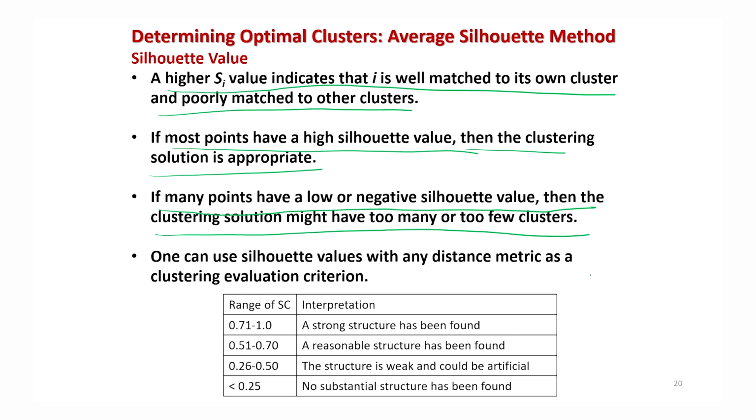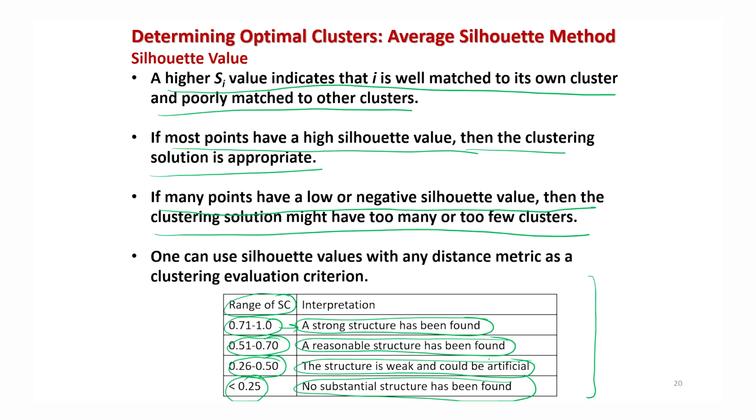And one criterion which we use in practice, based on the silhouette value, for clustering evaluation is like this. These are the ranges of Si. If the range of Si is between 0.71 and 1, this indicates a strong structure has been found. If it is between 0.51 and 0.7, then a reasonable structure has been found. If it is between 0.26 and 0.50, the structure is weak and could be artificial. And if it is less than 0.25, that means no substantial structure has been found.